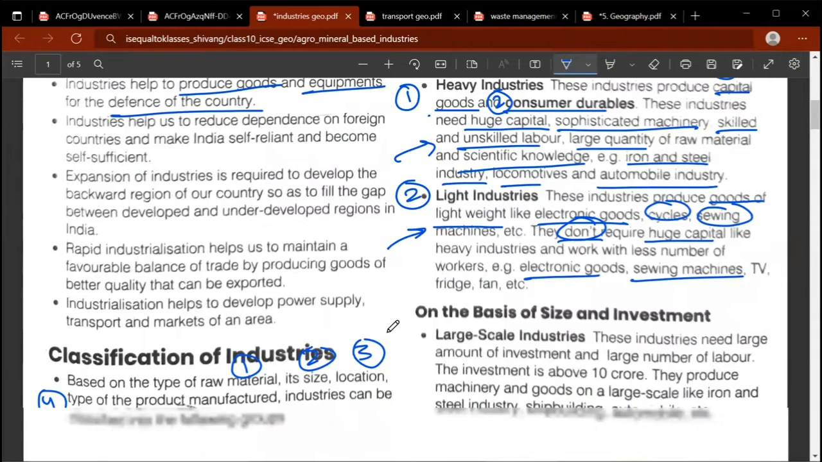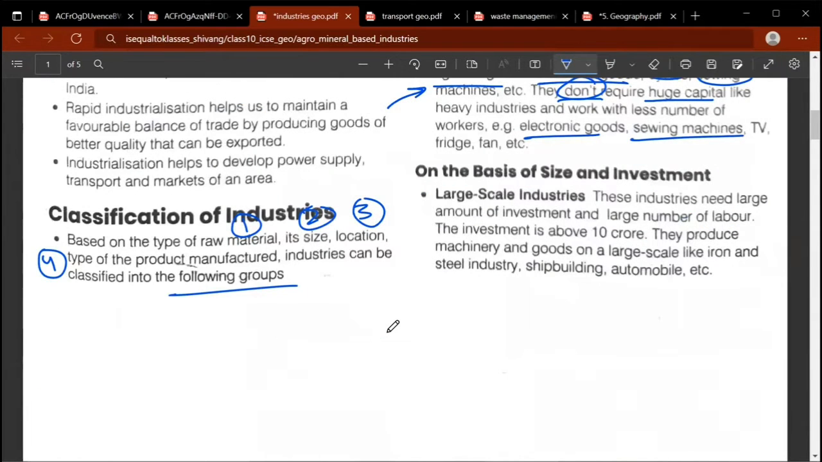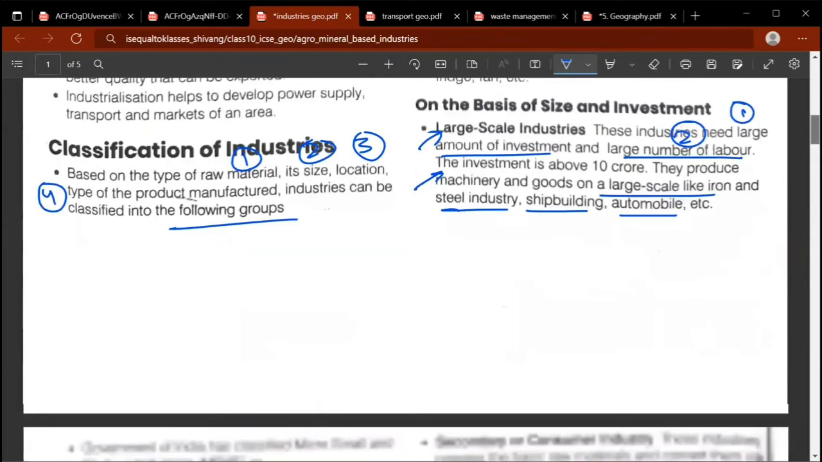On the basis of size and investment. Okay, so on the basis of size and investment, there are large scale industries. These industries need large amount of investment and large number of labor. This is point two. Investment is about 10 crores. They produce machinery and goods on large scale like iron and steel, shipbuilding, automobile, etc.